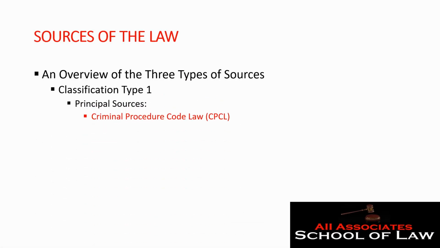Our third source is the Criminal Procedure Code Law. The history of the Criminal Procedure Code in Northern Nigeria can be traced to the then Chief Justice of Nigeria, H.C. Boland's Criminal Procedure Proclamation, 1903. It was based on the Gold Coast Criminal Procedure Ordinance of 1876.